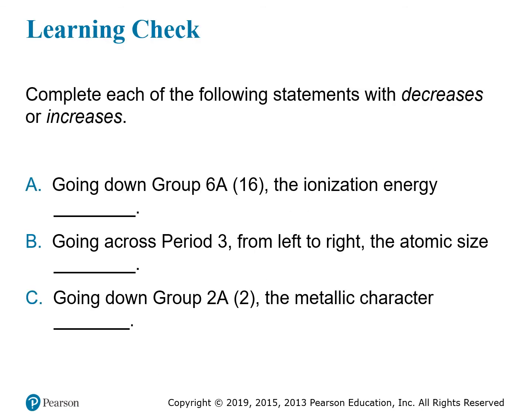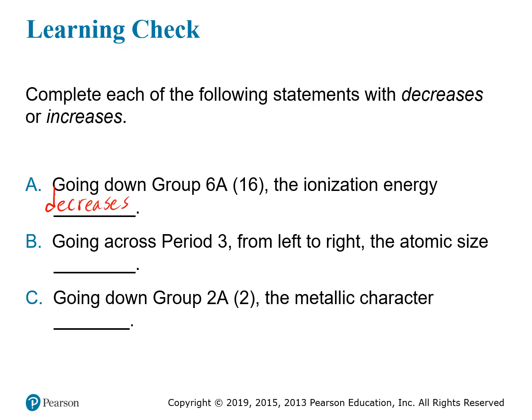Now we can just complete these sentences, fill in the blanks with either decreases or increases. Going down group 6A or 16, the ionization energy blank. Going down any group, the size gets larger. As you put electrons into higher and higher energy levels, the sizes get bigger and bigger. So if we're going down a group and the size is getting larger, then the ionization energy must be getting smaller. It's decreasing.